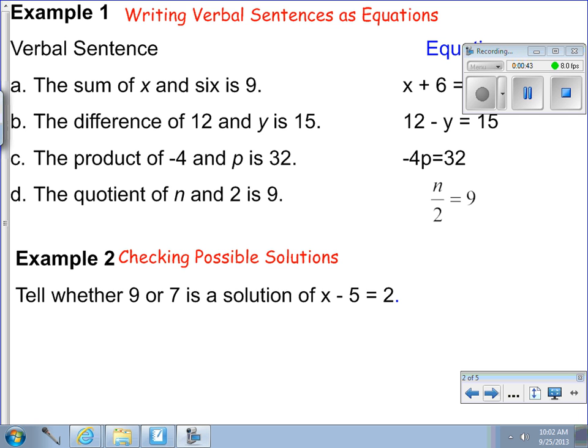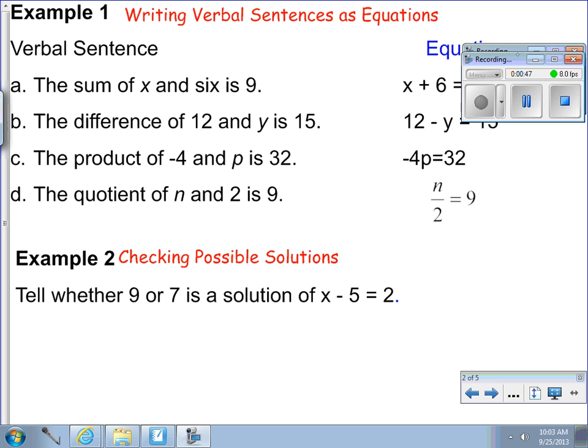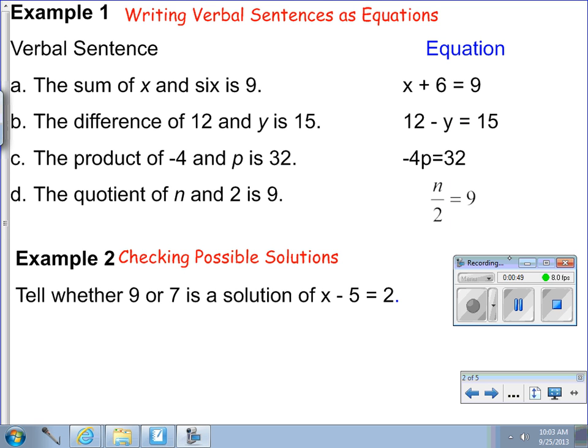So now we're going to talk about, in our first example, writing verbal sentences as equations. In example A, you have a verbal sentence. The verbal sentence is, the sum of x and 6 is 9. You'll be asked to write that as an equation, which would be x plus 6 is 9. B, the difference of 12 and y is 15. The equation that you would write down with that verbal sentence is 12 minus y equals 15.